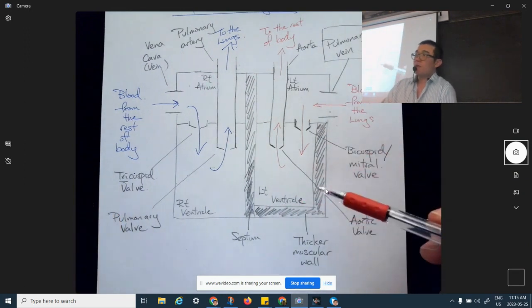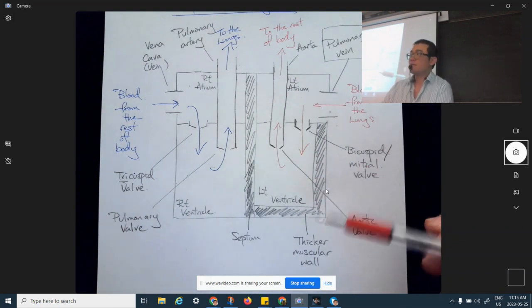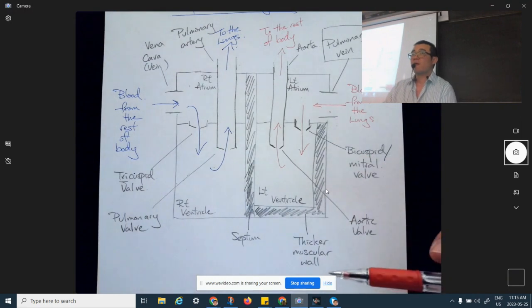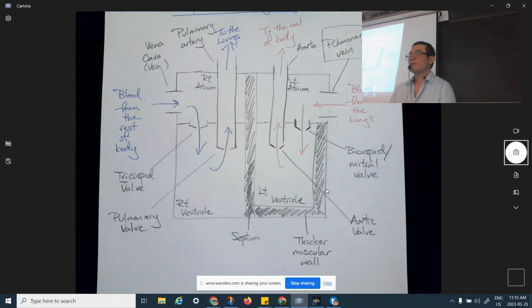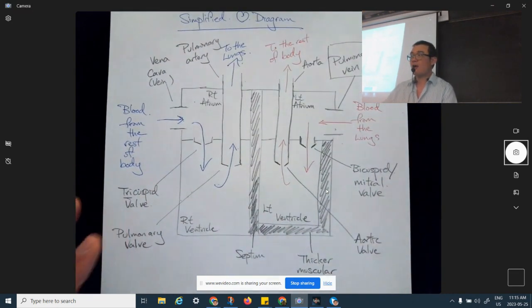And this is also one way for you to position and see, if you have a heart just by itself, which is the left, which is the right, you can tell by the thickness of the ventricle wall. Okay. Any questions? Okay, so good job on the simplified heart diagram.